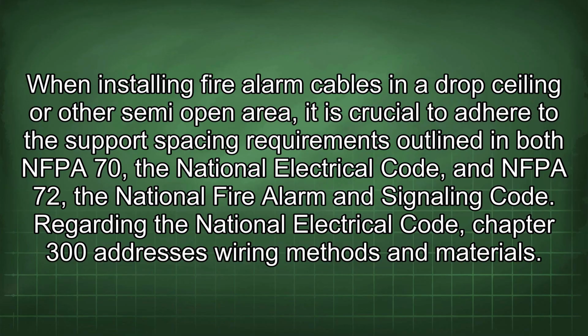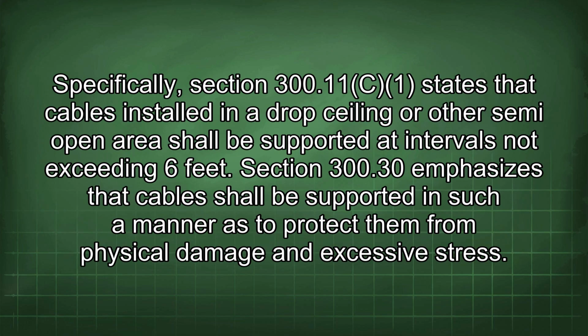When installing fire alarm cables in a drop ceiling or other semi-open area, it is crucial to adhere to the support spacing requirements outlined in both NFPA 70, the National Electrical Code, and NFPA 72, the National Fire Alarm and Signaling Code. Regarding the National Electrical Code, Chapter 300 addresses wiring methods and materials. Specifically, Section 300.11 CON states that cables installed in a drop ceiling or other semi-open area shall be supported at intervals not exceeding 6 feet.